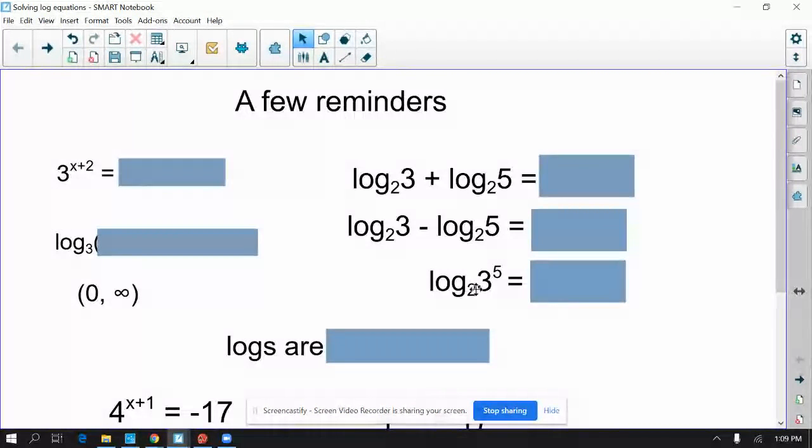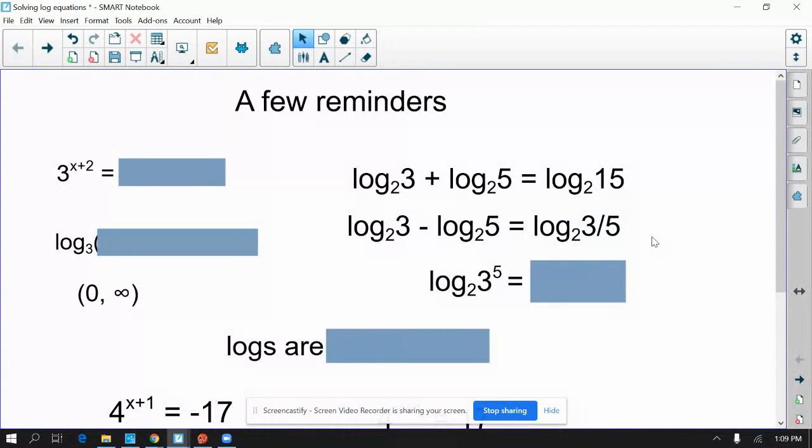The three main properties: if you're adding two logs that have the same base, you can write it as one log, but just the product of these two powers. And this is reversible. So if we had log base 2 of 15, I can separate it into these two logs. If you're subtracting two logs, you divide the powers. It's not log divided by log. It is log base 2 of 3 divided by 5. And then a power to a power property, this 5 will swing out in front. And 3 to the x plus 2.